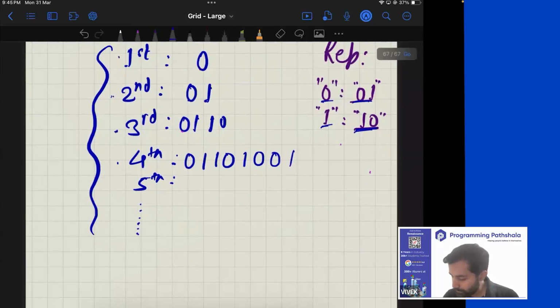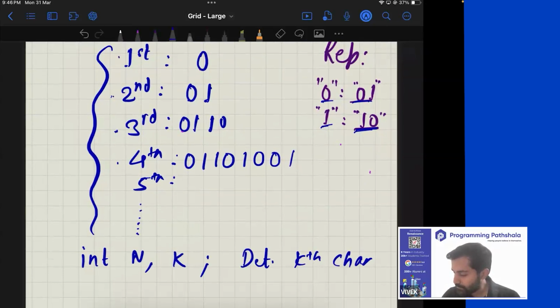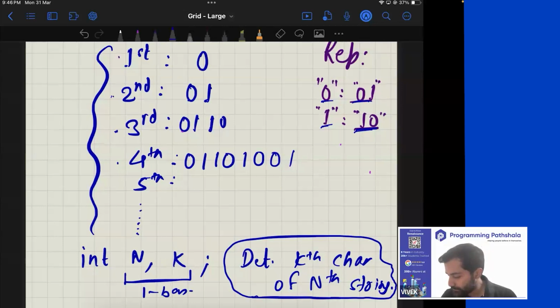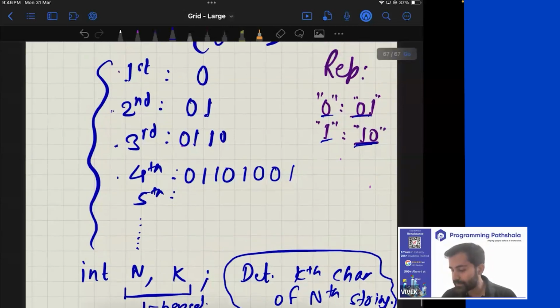The question is, you are given two integers, n and k, and you have to determine the kth character of the nth string. And this k and n are one based index. I mean, we are not saying that our first string is s of 0. Our first string is s of 1, and our first index is also 1. So that is what I'm assuming.